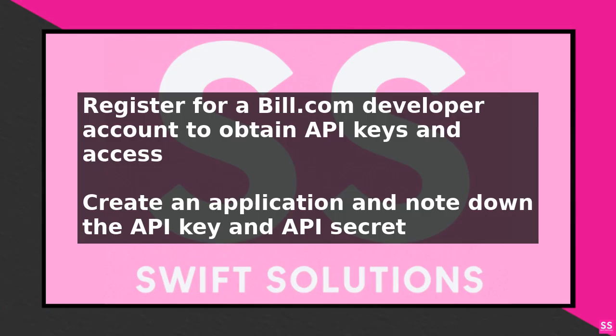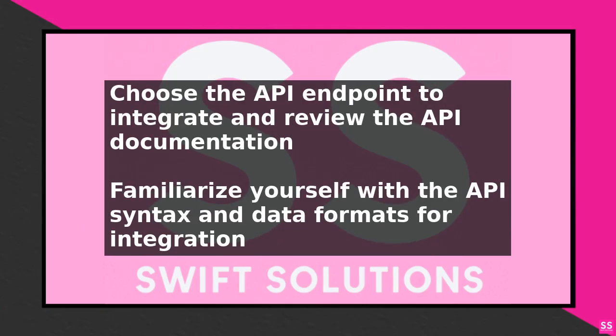Next, choose the API endpoint you want to integrate, such as creating invoices, paying bills, or retrieving payment history. The Bill.com API documentation provides a list of available endpoints, parameters, and response formats. Familiarize yourself with the API syntax and data formats to ensure seamless integration.